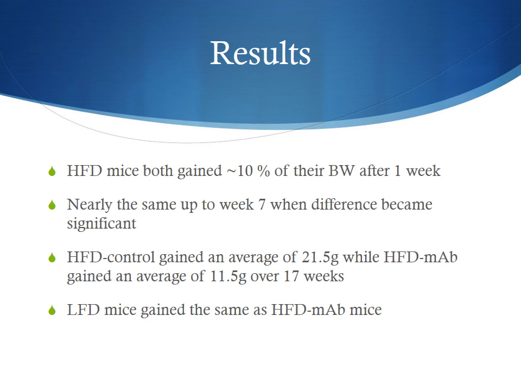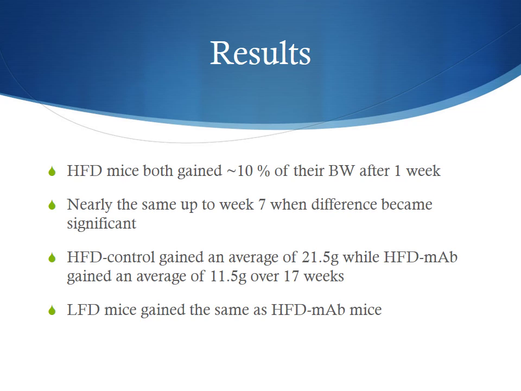And then an overall picture of the whole diet study over the 17 weeks. The high-fat diet control gained an average of 21.5 grams, while the high-fat diet mice with the antibodies injected into them gained an average of 11.5 grams. This is a reduction of weight by 46.5%.